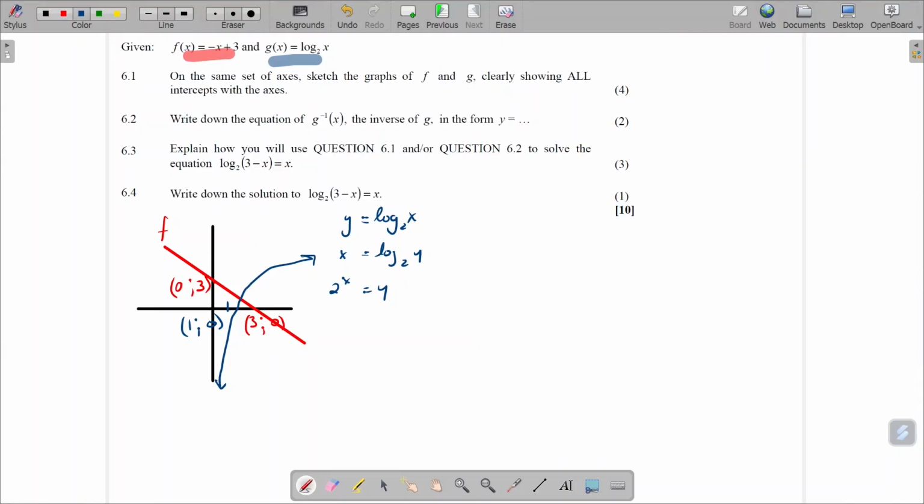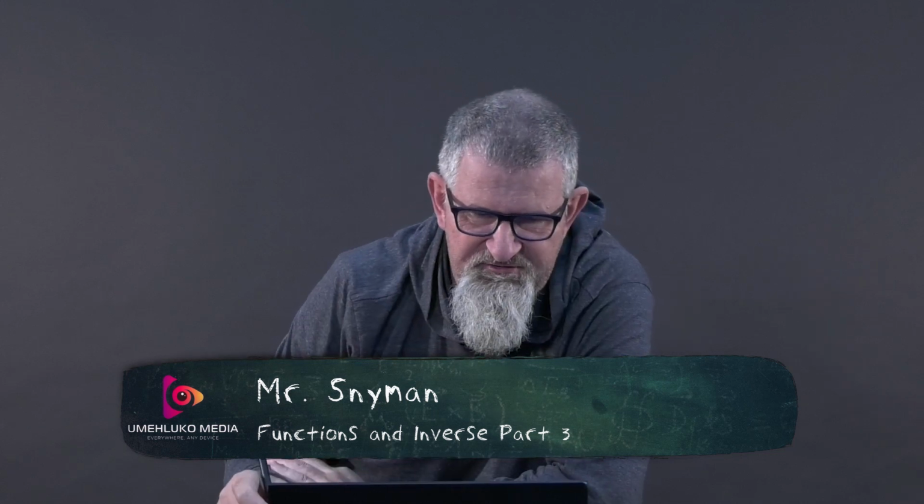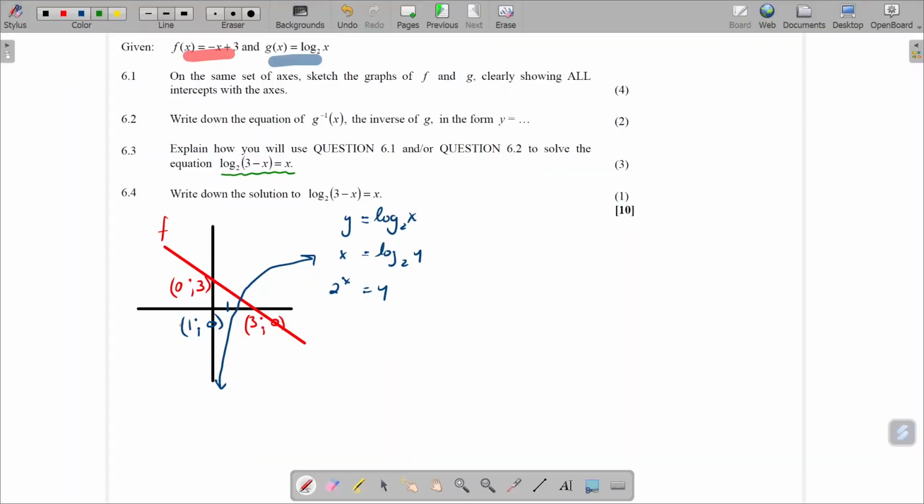Explain how you would use the equation 6.1 or 6.2 to solve the log equation log 2 of (3 minus x) equals x. Okay, so let's think this thing through. We now have a very unfamiliar situation, and I'm not going to lie to you, sitting here right now, this does not look immediately obvious to me. Until you think, well, hold on, the 3 minus x is simply minus x plus 3. So I can see how this links to the red graph, minus x plus 3, from earlier.